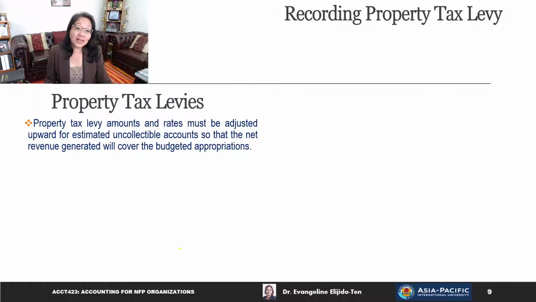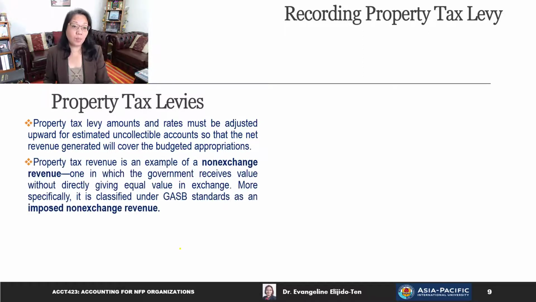So when it comes to property tax levy, most of the time, if we are expecting that we can only collect about 98% of our property tax levies, we will need to make an adjustment upward as to the estimate, the budgeted appropriations, or the estimate of revenues. So how do we do that? I'll give you a quick example in the next moments.